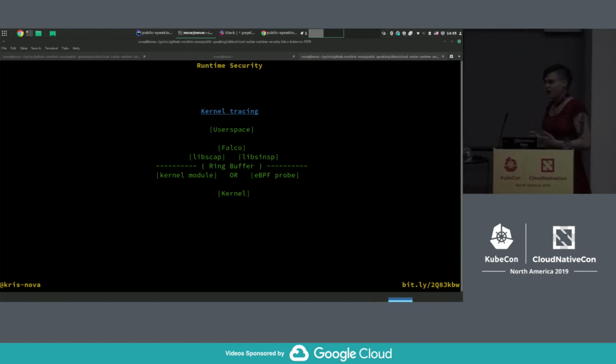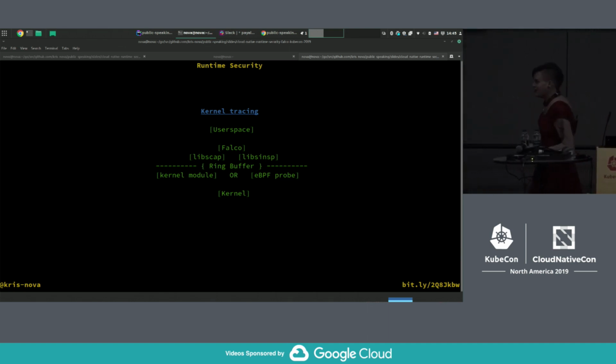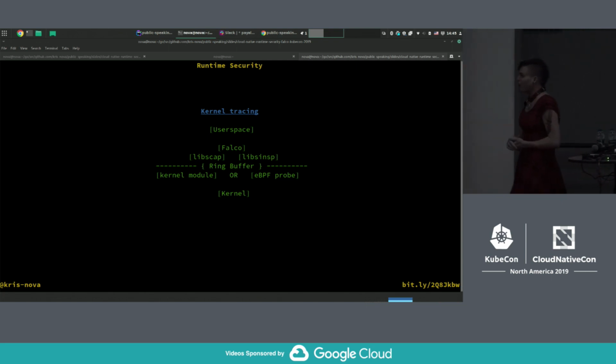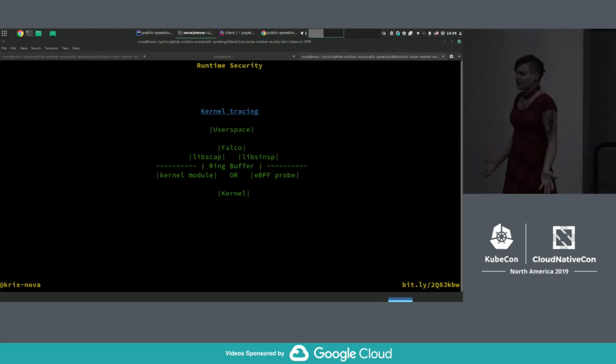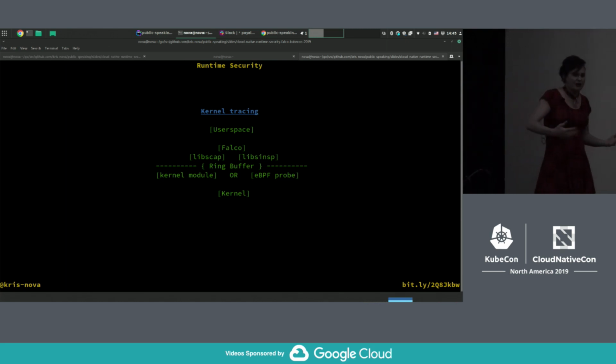So then that goes into a ring buffer where we have 16 megabytes. I know, it's a lot. 16 megabytes of memory per core of information that comes up from the kernel. And this is just stuff that's going on in your system. And then we have these 2 libraries in user space that just pop events off of that ring buffer.